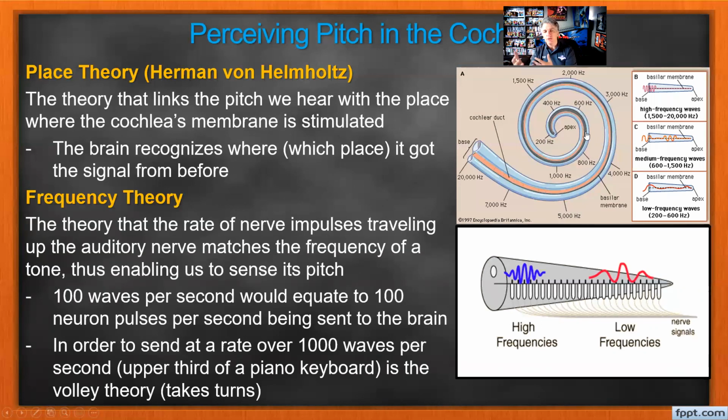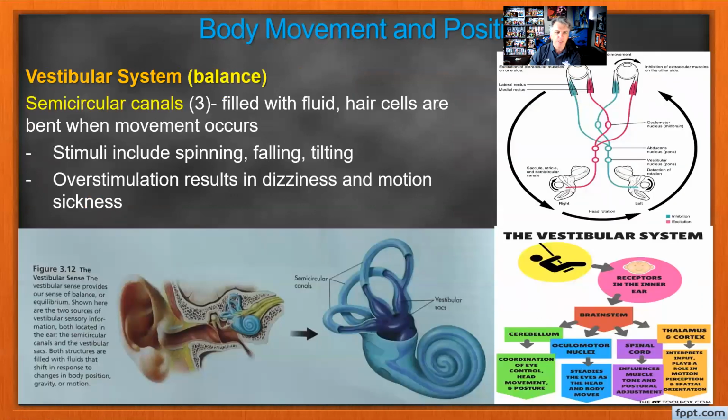All right. The frequency theory, on the other hand, says that it takes the whole basilar membrane the same, and asks what the frequency of the movements is. That's going to give me the pitch. That's going to give me the sound. So either it's the part of the membrane that's stimulated, or the whole membrane as a whole, and how often it is stimulated, that's going to give me the sound. Again, the rate can be 1,000 waves per second when you get to the upper third of the piano keyboard. That's a lot of frequent sounds. The more frequent it is, the higher the pitch; the less frequent, the lower the pitch.